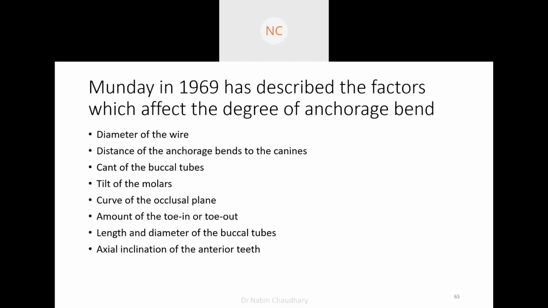Mondi in 69 has described the factors which affect the degree of the anchorage bend. So it depends upon the diameter of the wire, the distance of the anchorage bends to the canine. It depends upon the count of the buccal tubes, the tilt of the molars, the curve of the occlusal plane, the amount of the toe in or toe out. It also depends upon the length and the diameter of the buccal tubes, and also upon the axial inclination of the anterior tooth.